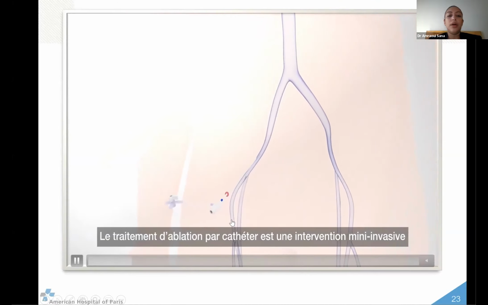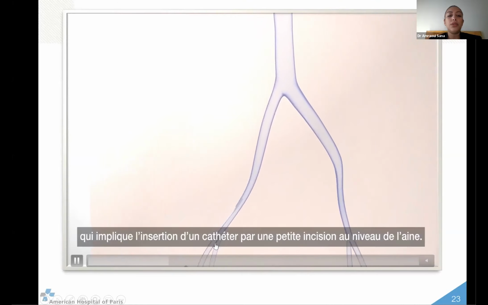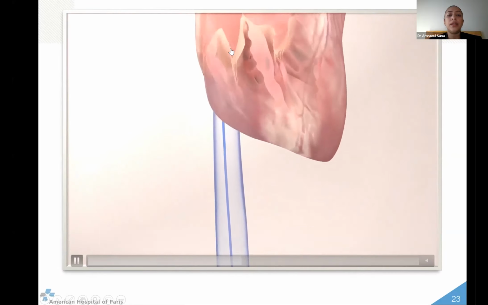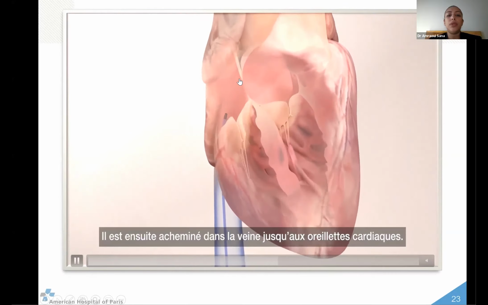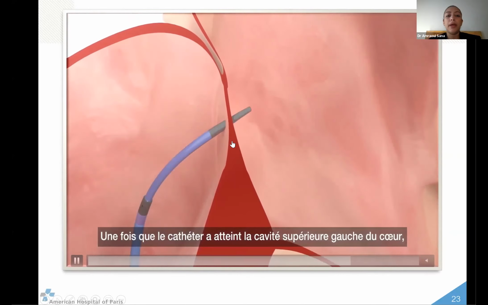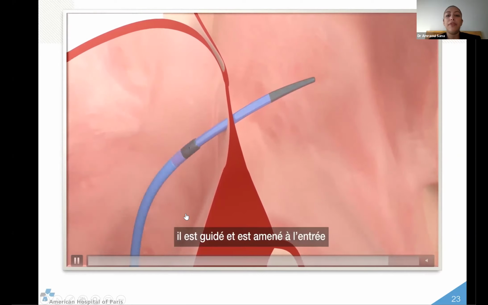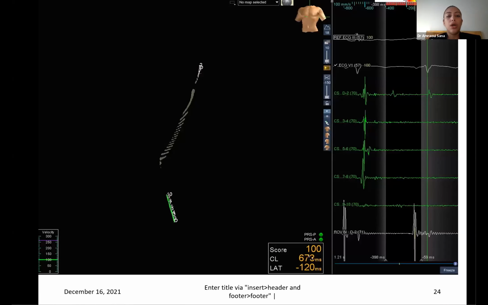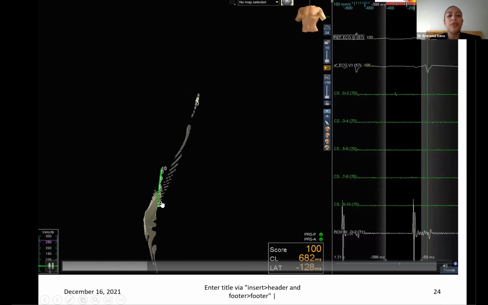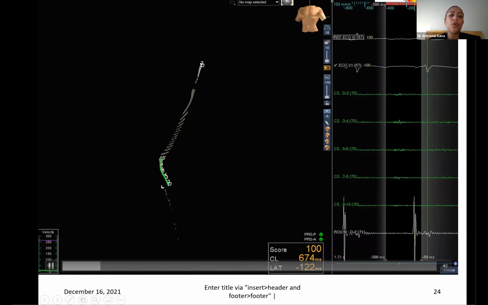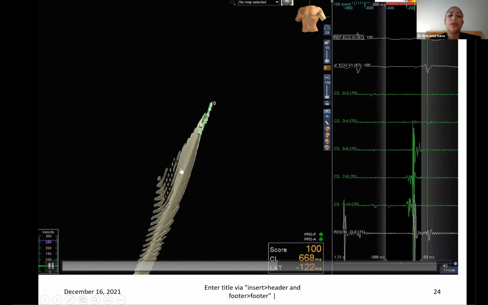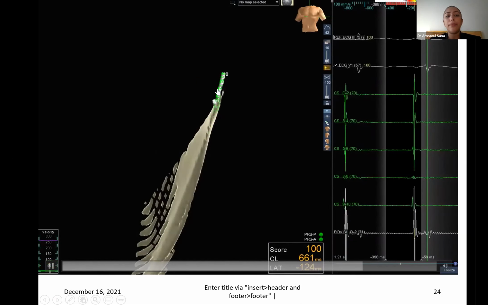Then we do a puncture of the femoral vein, so in the groin, putting our catheter inside the right atrium. Then we will do the transseptal puncture in order to go to the left atrium. So this is the catheter with the Abbott Insight X system. When we put our catheter, so this is the decapolar sinus catheter.